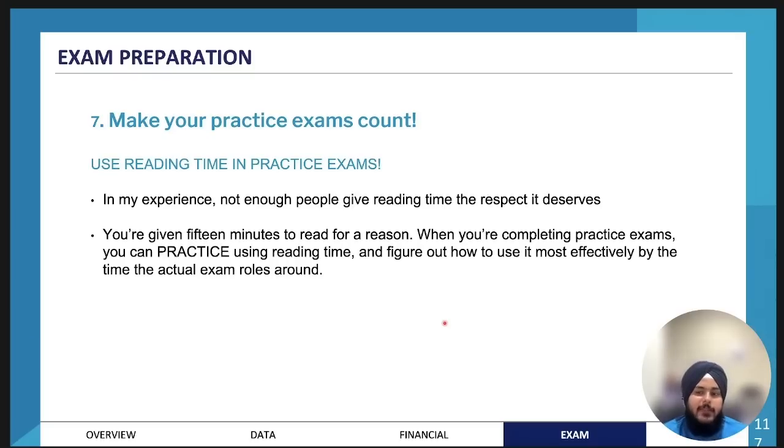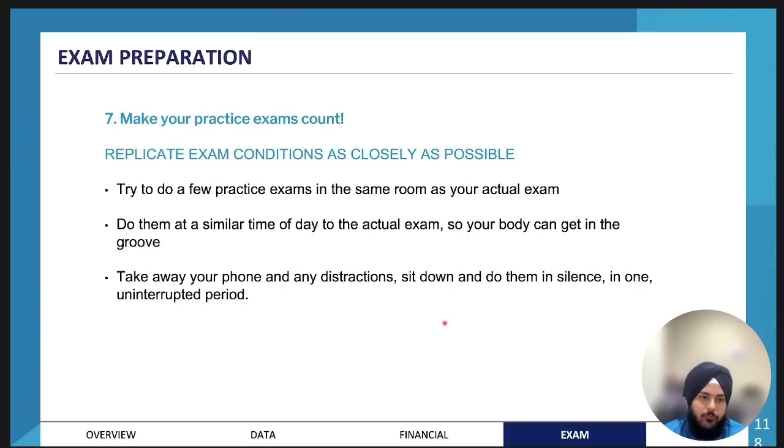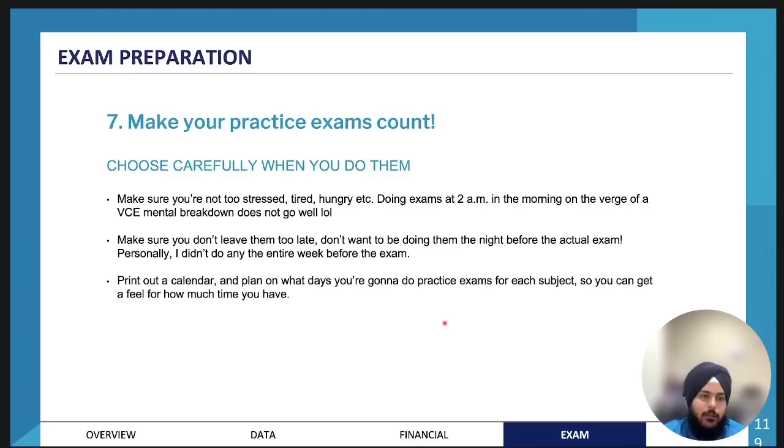And do the exams under timed conditions and exam conditions if you can. Obviously, the first few that you're going to do are probably not going to be 100% under timed conditions, but slowly you should start getting into that rhythm of doing them under timed conditions. Okay. And choose carefully when you do them.